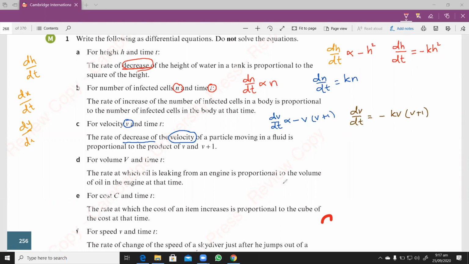Okay? Can you try the remaining three parts? Please try them.